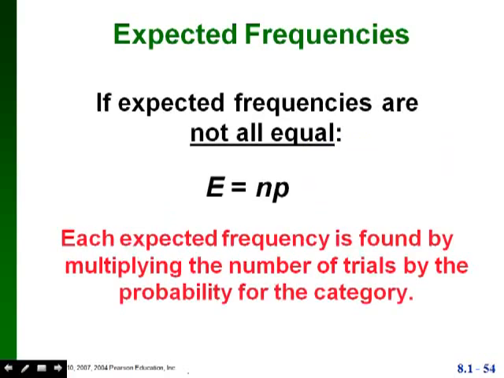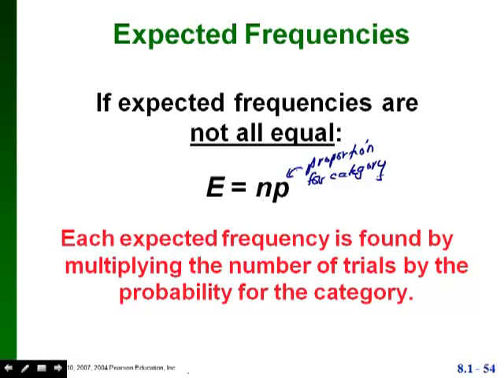Now we can also have distributions where the expected frequencies aren't all equal, and in that case we'll have a proportion for each category, and that's the distribution that we're trying to fit to, and then we'll have our n, which is still our sample size or our number of trials. So the expected frequency for one particular category is going to be that number of trials times the proportion for that category.